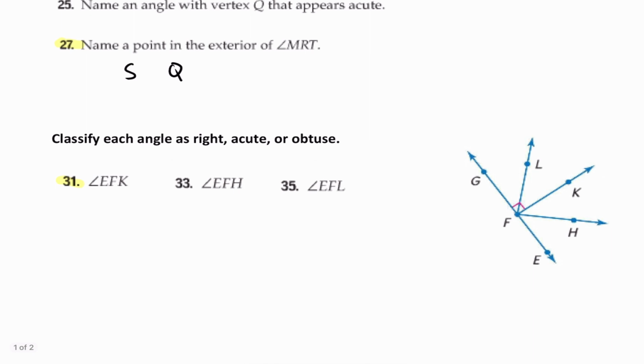Now, what I want to go ahead and do is this. Classify each angle as right, acute, or obtuse. I'm just going to go ahead and do number 31. So 31 says, what is the angle EFK? So here's E to F to K.